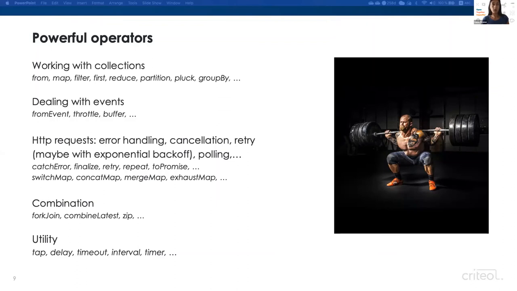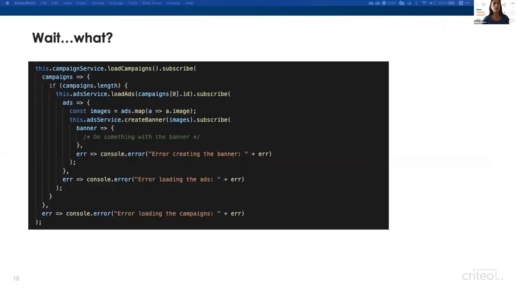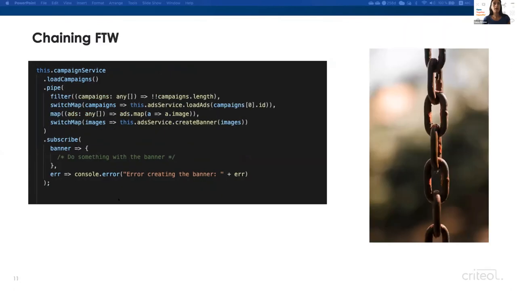Okay, so if we want to have the same code as previously with operators instead of promises, what do we have? Okay, this is not what we want to do. We do not want to subscribe multiple times. Maybe only if you want to play a trick on your teammates. But what we want to do is the same as with promises, which is to chain. So we have to chain.